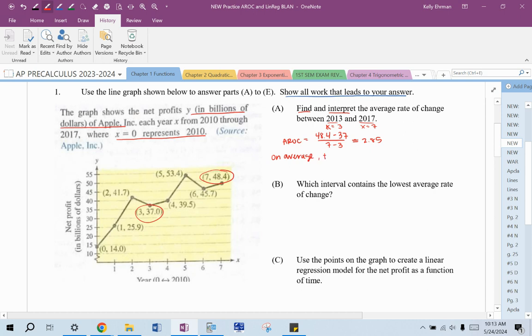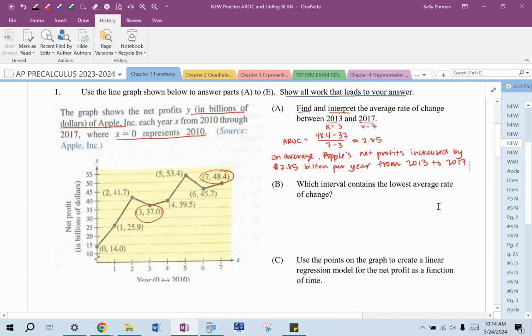On average, Apple's, what are these? Profits. Apple's net profits increased because it's positive by, these are dollar amounts, so dollar, 2.85 billion per year. Or you could say slash for per. $2.85 billion per year. Make sure you say the years from 2013 to 2017.